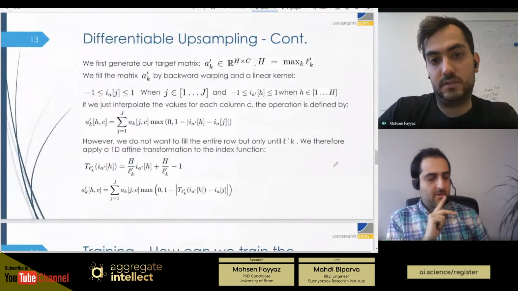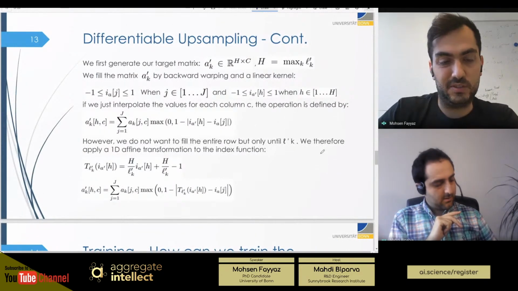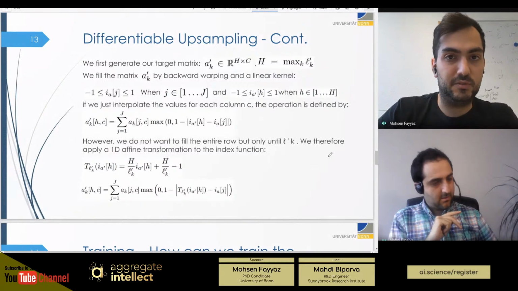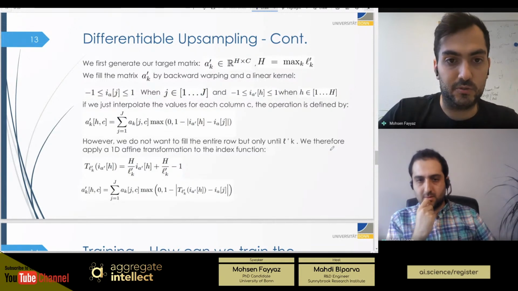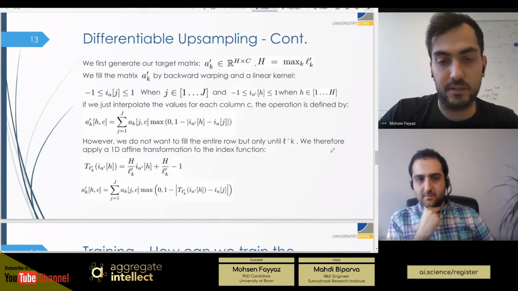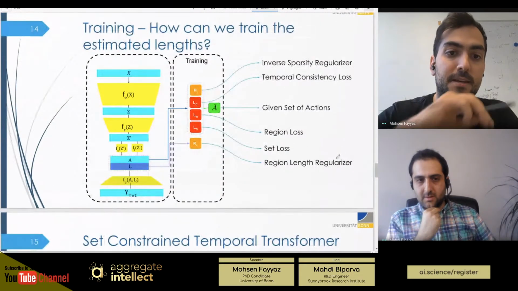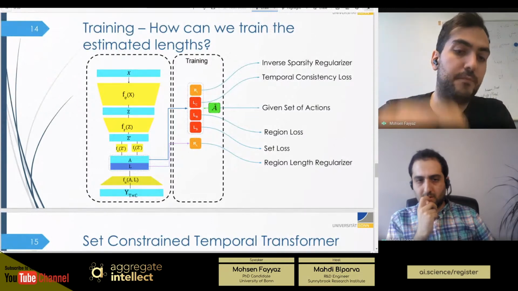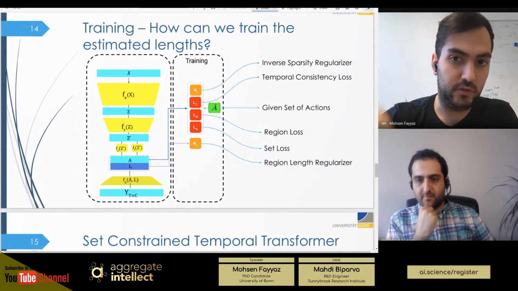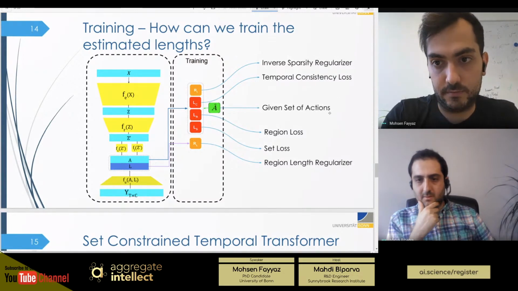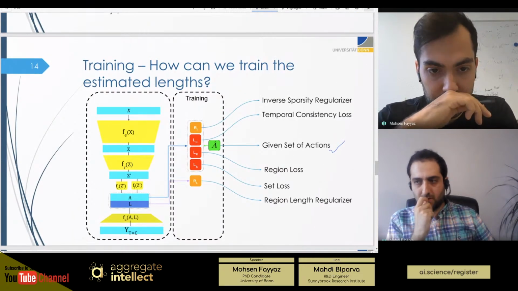So here is the explanation of how this differentiable upsampling works. It's a little bit complicated for this session, so I'll leave it out, but I put it in the slide. So later you can go through it to see how it works. We have also explained it in the paper, and I'm going to release the code, and you can also use the code. Anyway, we said that we have predicted action probabilities for every frame, but we just have a set of actions as the supervision. So how can we use it?